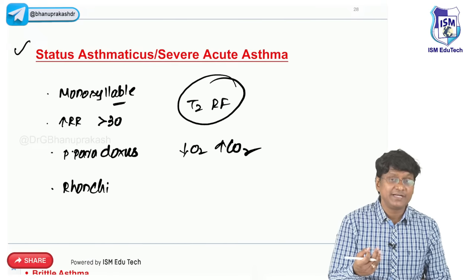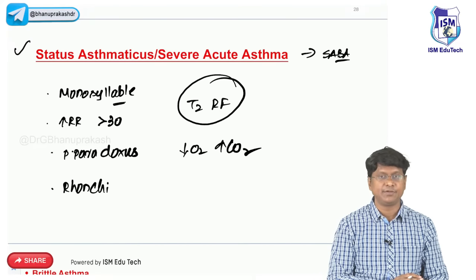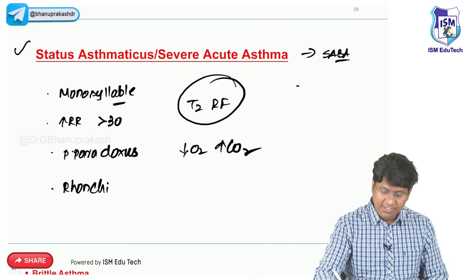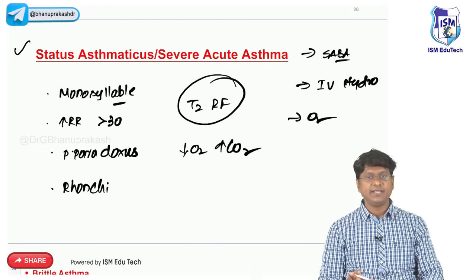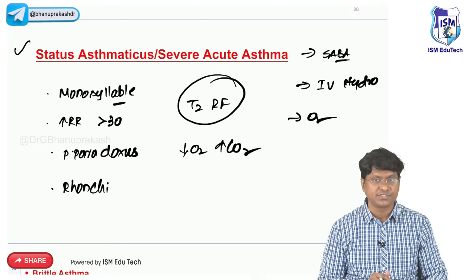Now, what will be the drug of choice in these individuals? The drug of choice will be a short-acting beta agonist, that is, salbutamol nebulization. Other drugs that we give are intravenous hydrocortisone and oxygen supplementation. So these will be the treatment options in case of status asthmaticus or acute severe asthma.